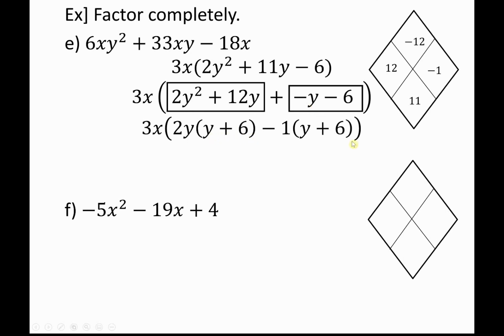Pull that out to the front. Capture the 2y minus 1 into its own quantity. Don't forget about the 3x that you pulled out in the first step. All right, and that's it. This is your final answer for example E.